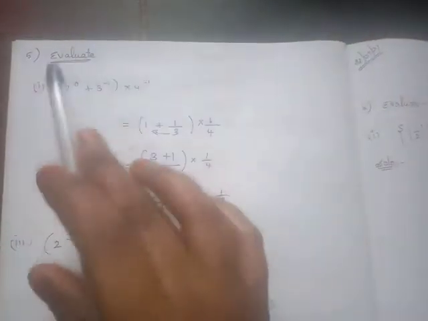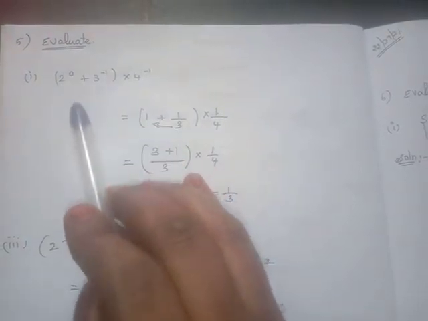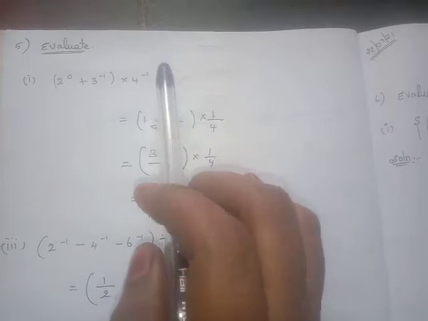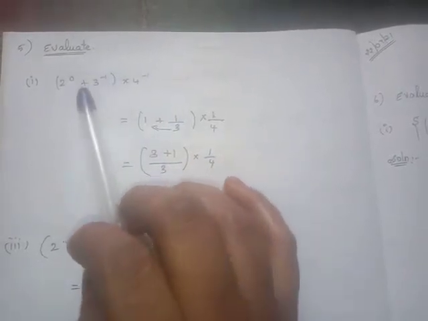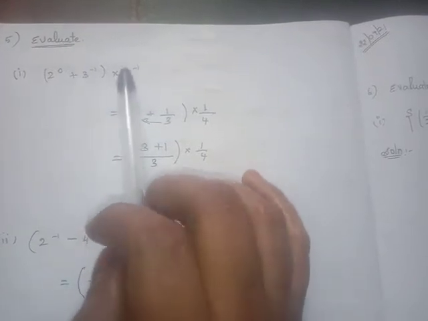So, the fifth sum. Evaluate. Evaluate means you find the answer. The first sum: (2 power 0 plus 3 power minus 1) is multiplied with 4 power minus 1. Since there is a bracket, first preference is given to the bracket. So inside the bracket, finish the sum and then do the second one.